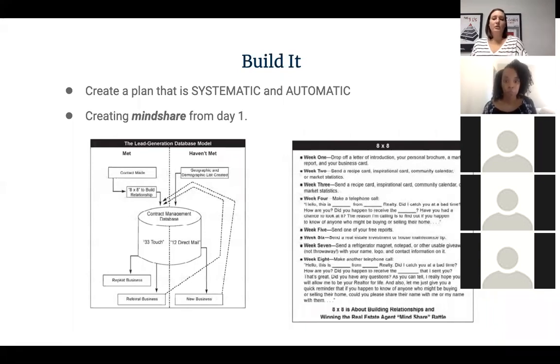So these are 2 examples from the MREA, and one we already looked at on the left side, the lead generation model. You have met and haven't met. For contact made, you put them on 8x8 to build the relationship, and then they go into your funnel for the 36 touch and give you repeat and referral business. Whereas the people you haven't met, you're doing the geographic farming, creating the mailers, sending some of that out, and building new business. The 8x8, I want to talk about that really quick, because this precedes the 36 touch.